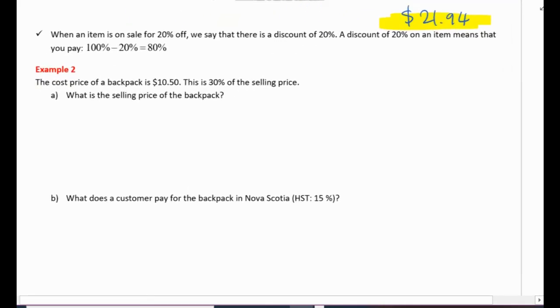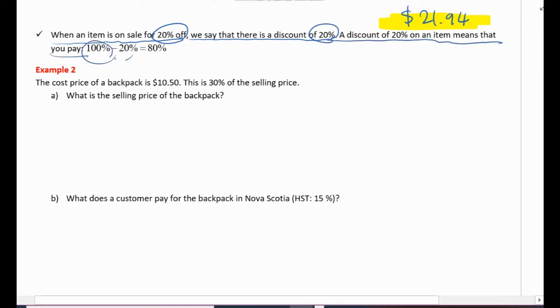Okay. So here, when an item is on sale for 20% off, we say that is a discount of 20%. A discount of 20% on an item means that you pay 100 minus 20%. You pay only 80% of the original price. So if it is discount, you subtract. If it is tax, you add to 100%.